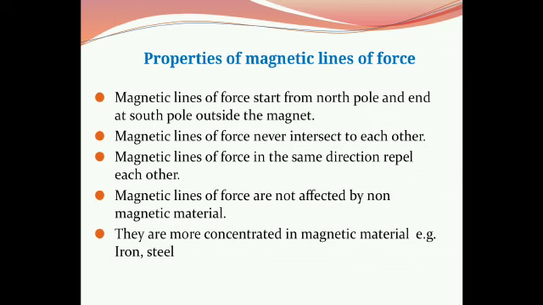If there is magnetic material present near these magnetic lines of force, then they are affected. The last property is that they are more concentrated in magnetic material, for example, iron and steel.